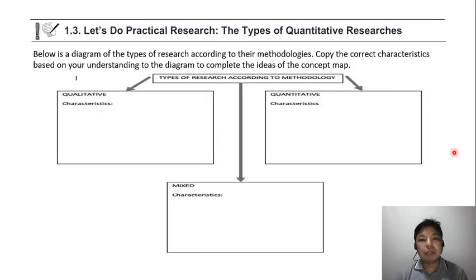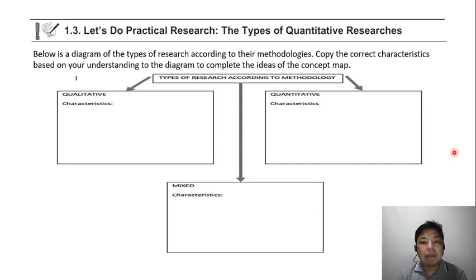Okay, now for the next activity, below is a diagram of the types of research according to their methodology. Copy the correct characteristics based on your understanding to the diagram to complete the ideas of the concept map. So what we have here is what we call a concept map. The title of the concept map is types of research according to methodology.